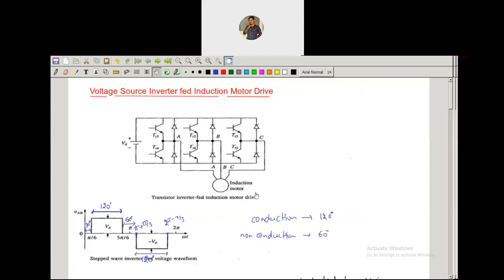I hope you all know the concept of pulse width modulation. There we are going to use two signals called the reference signal and the carrier signal. With the reference signal we are going to set the pulse widths, and by that we are going to get the output voltage. I will cover that technique in the next lecture.